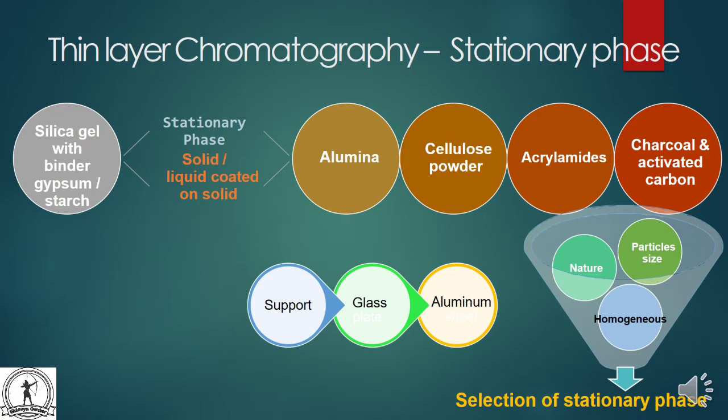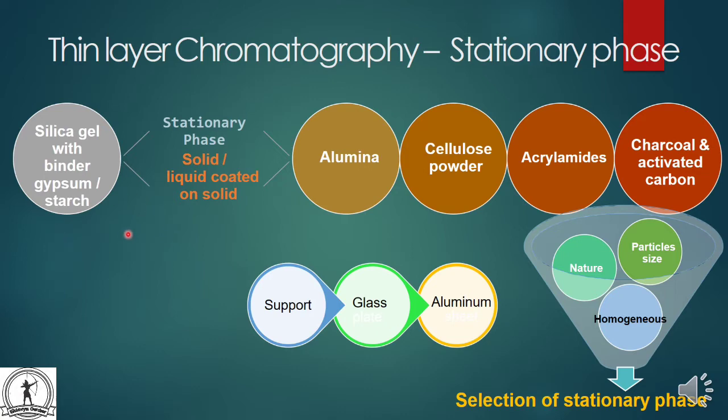Stationary phase. Here in thin layer, the stationary phase can be of two types: solid and liquid coated on solid. When we use solid as a stationary phase, it works on the phenomenon of adsorption, and when we use liquid coated on solid, it works on the phenomenon of partition. So in thin layer we use both types of stationary phase during experiments.